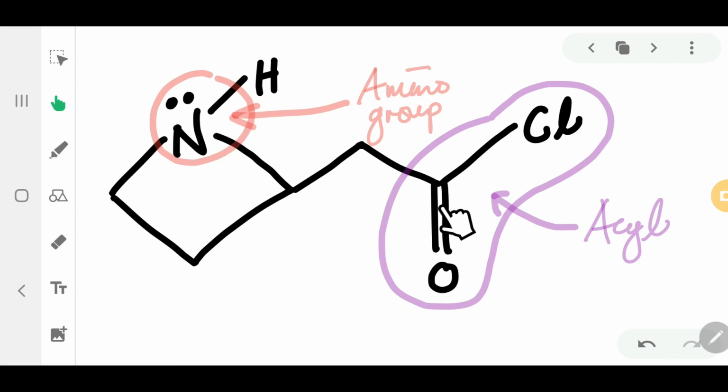So when you have C double bond O and you have Cl attached on the same carbon, look at that carbon. This carbon has double bond oxygen. At the same carbon, you have Cl right there. If you have this condition, we call that the acyl. So this is the acyl functional group.